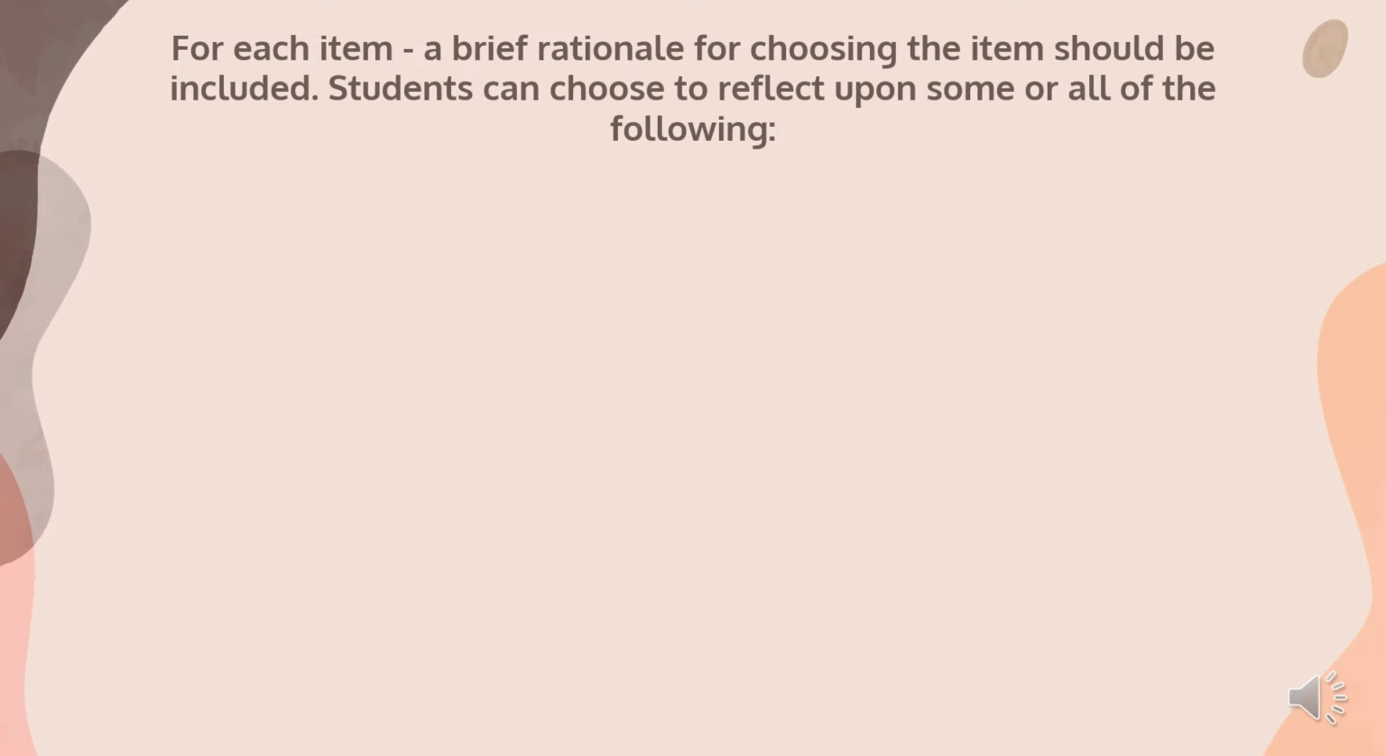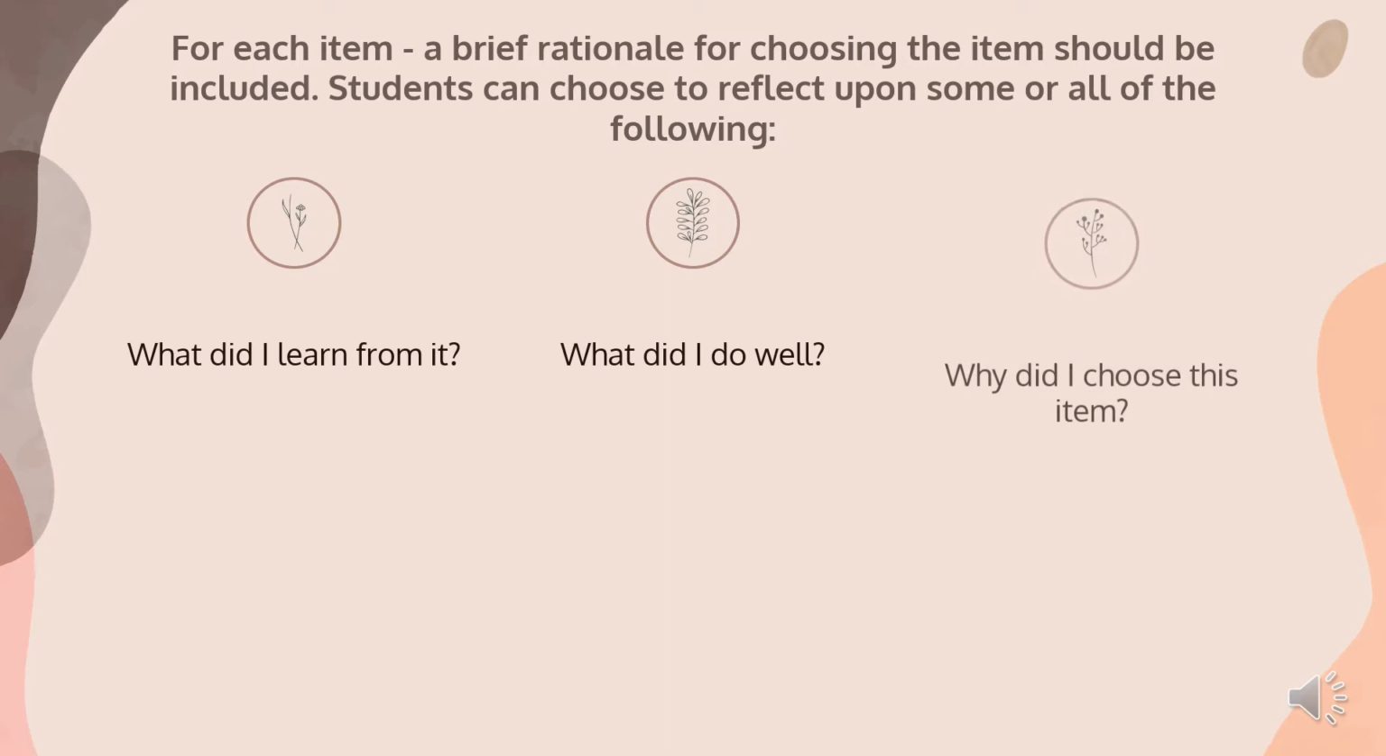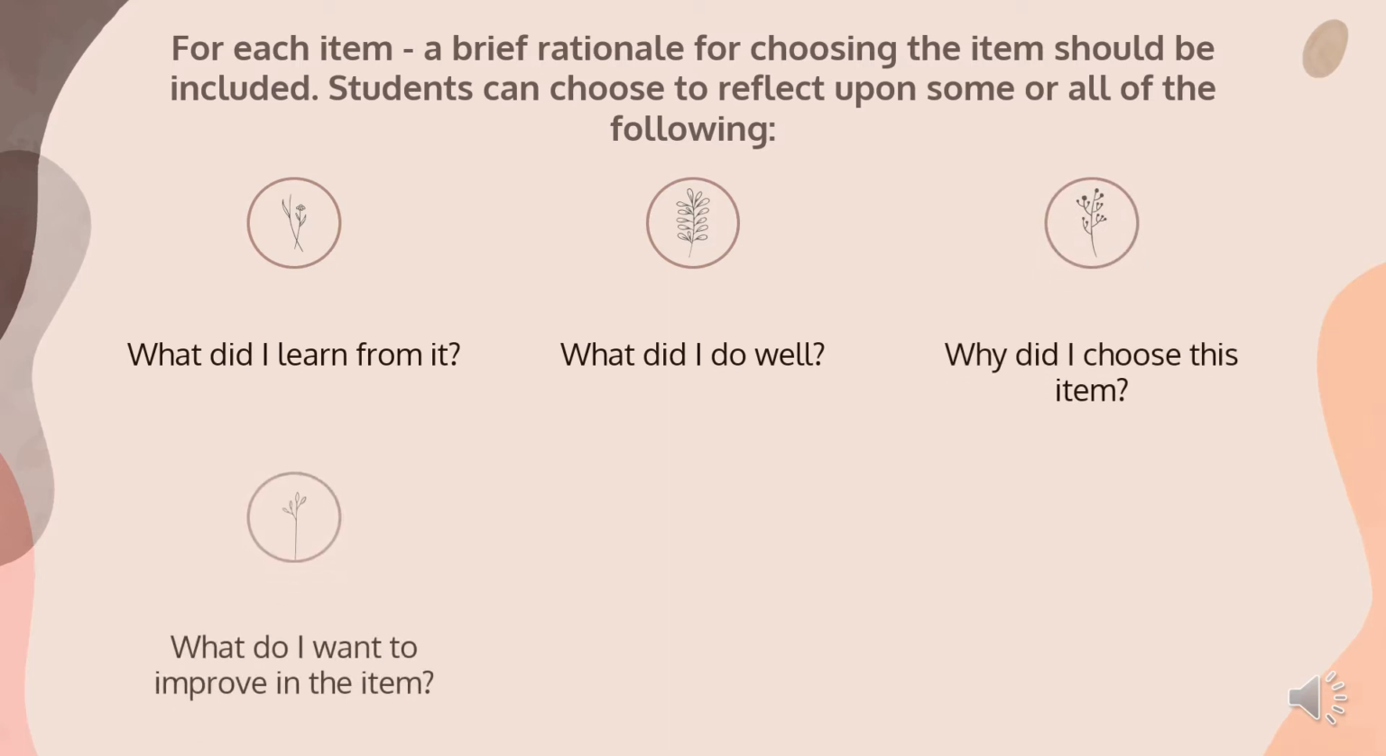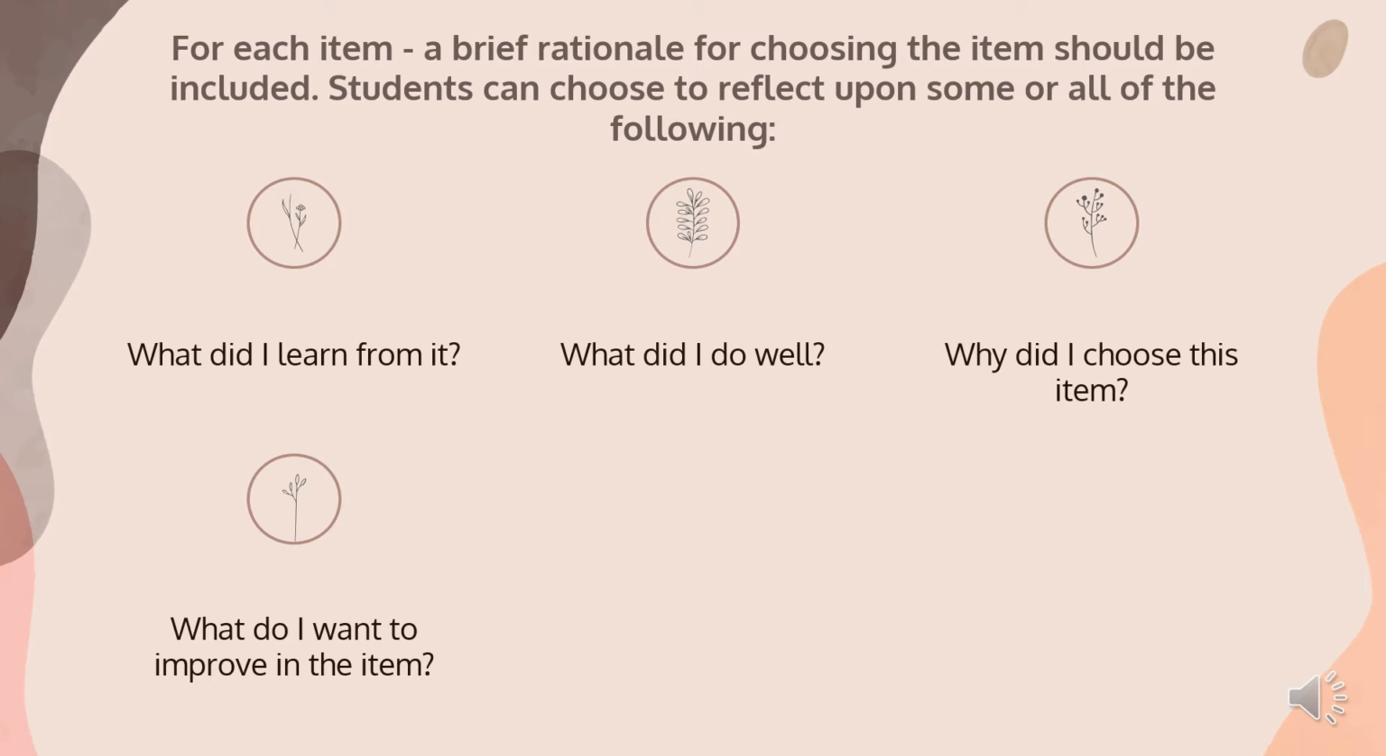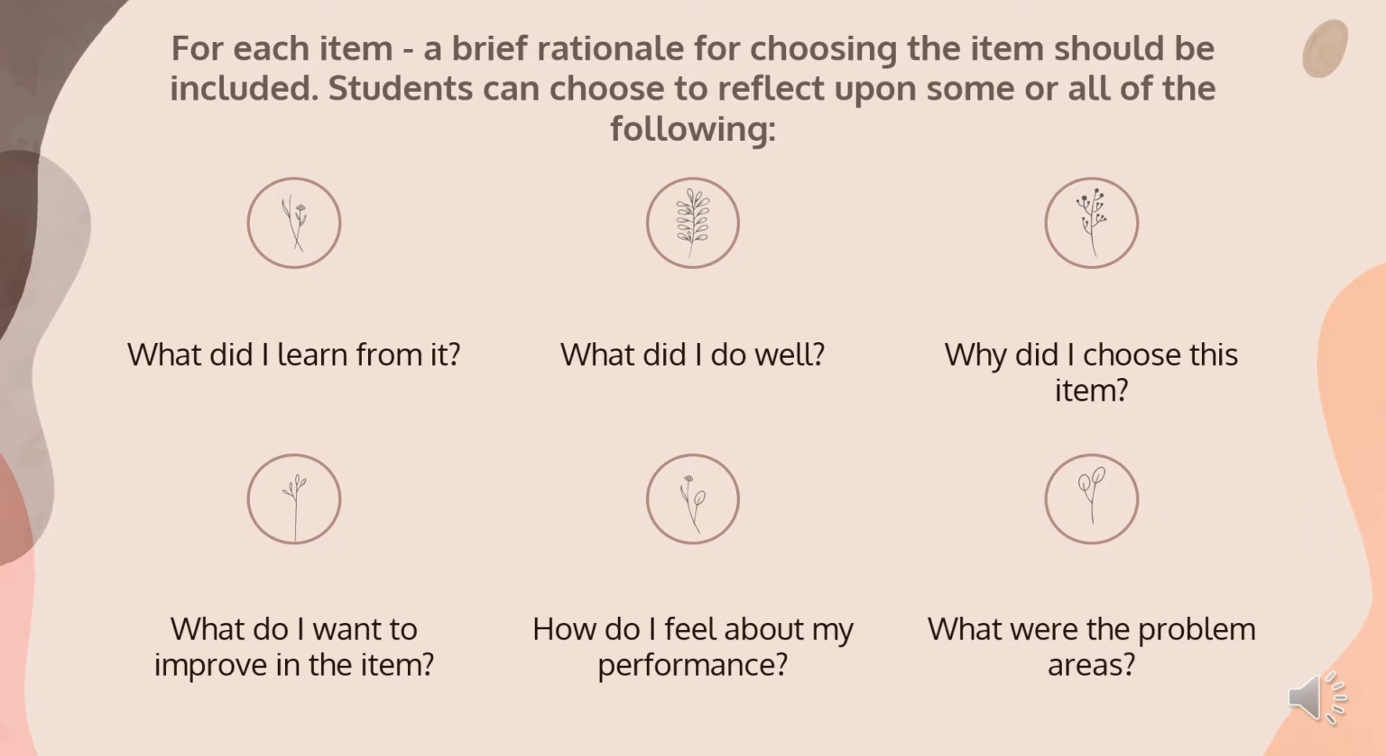For each item of the reflections, a brief rationale for choosing the item should be included. These can relate to students' performance, to their feelings as regards their progress, and or themselves as learners. Students can choose to reflect upon some or all of the following guide questions. What did I learn from it? What did I do well? Why did I choose this item? What do I want to improve in the item? How do I feel about my performance? And what were the problem areas?